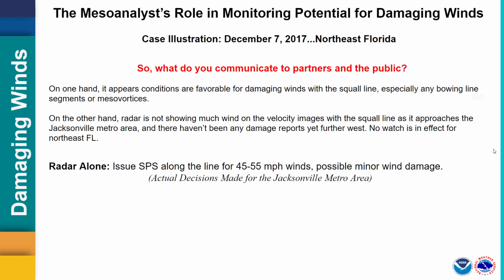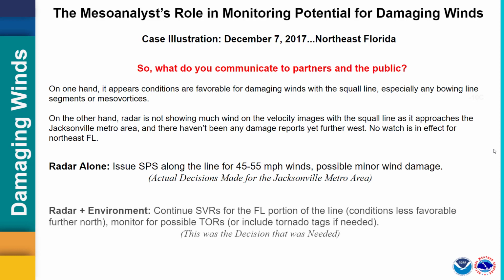Acting only based on radar, you might just go with statements, suggesting the potential for 45 to 55 mile per hour winds along the line, with possible minor wind damage. This represents the actual decisions made for the Jacksonville metro area. However, if you incorporate environment into the process, it may lead you to continue severe thunderstorm warnings, at least for the Florida portion of the line, with conditions perhaps less favorable further north. You may even monitor for possible tornado warnings, or include tornado tags if needed if you see mesovortices develop. This was likely the decision that was needed, as you'll see.